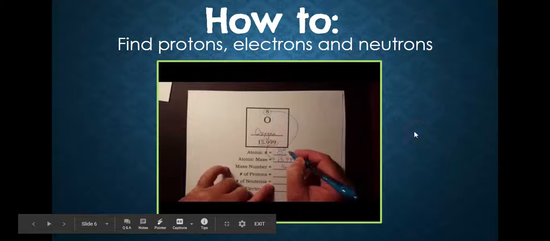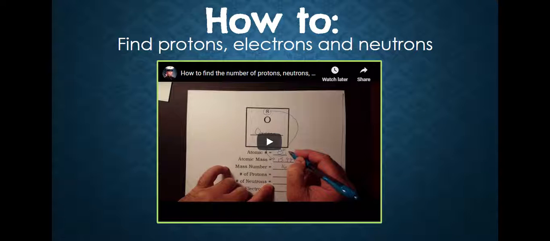Okay, great. So now we have had a quick reminder of how the periodic table is set up, an introduction into the idea of Bohr models and how valence electrons add up as we move across the table to the right. And then just a very quick reminder of how we find our protons, electrons, and neutrons.